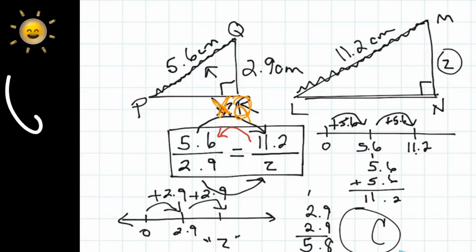Okay? I hope you feel more comfortable with similar figures after solving this problem. Remember, there are often alternate approaches to a problem if it seems very challenging.